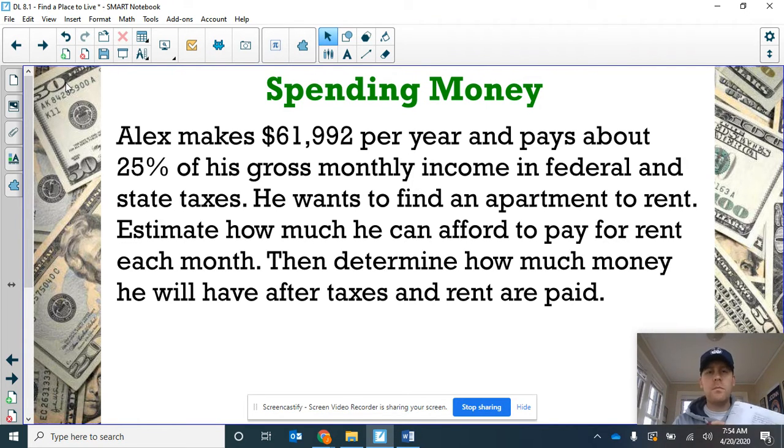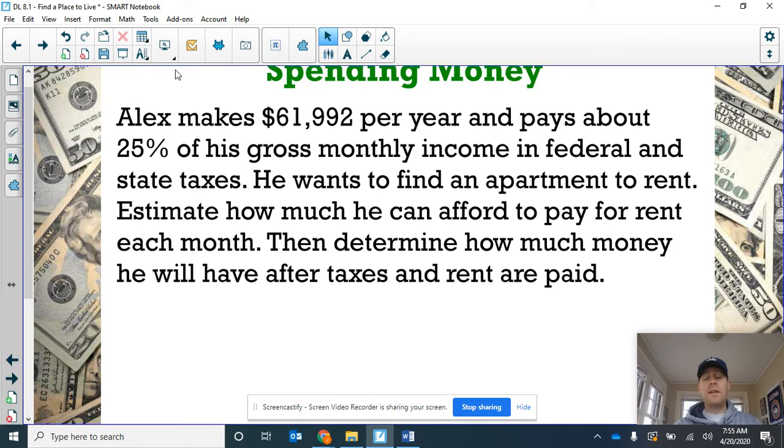All right, so let's look at a couple questions here and think about how much we can afford in rent. Okay, so Alex here makes $61,992 per year and pays about 25% of his gross monthly income in federal and state taxes. So he wants to find an apartment to rent. So we want to estimate how much can he afford to pay for rent for each month. Then determine how much money he will have after taxes and rent are paid. Okay, so again, we're going to stick with those guidelines of sticking between 25 and 30% of his income. But really, to pick one percentage, we're going to go with 28%.